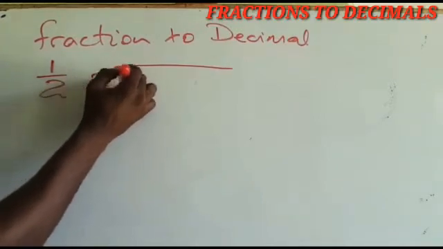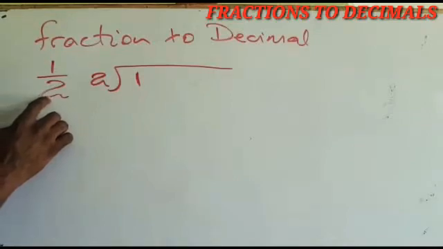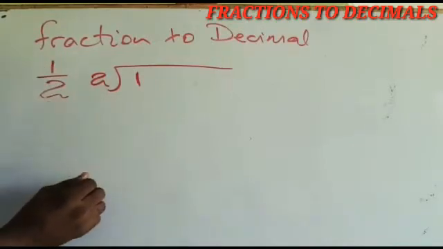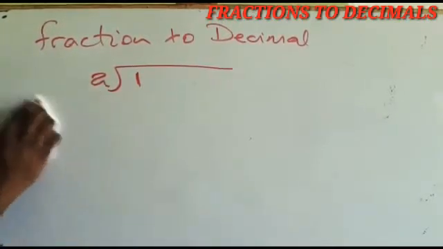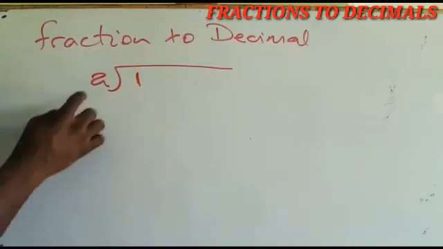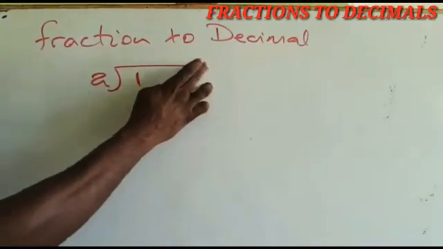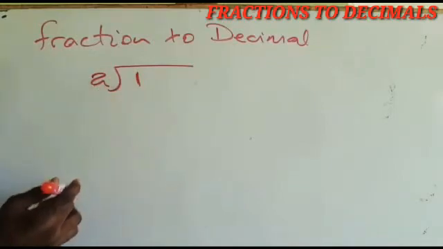So 2 into the 1. As you can see, the 2, the denominator, will be divided into the numerator. So 1 divided by 2. We'll put the 2 in here. Now we're going to divide the 2 into the 1. How many groups of 2 can we get out of 1? Well, 2 into 1, we can't.